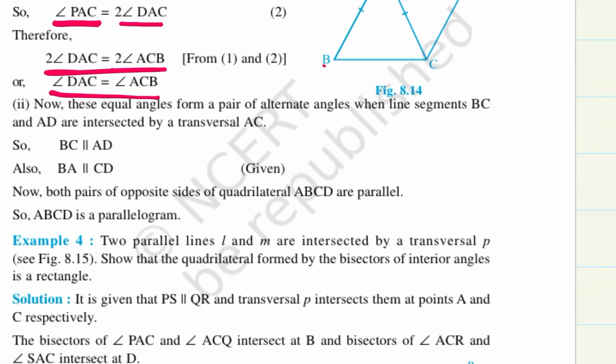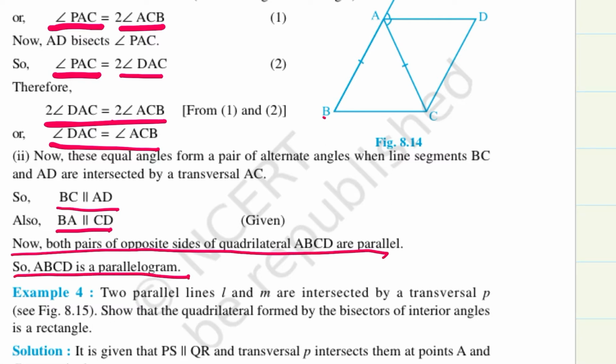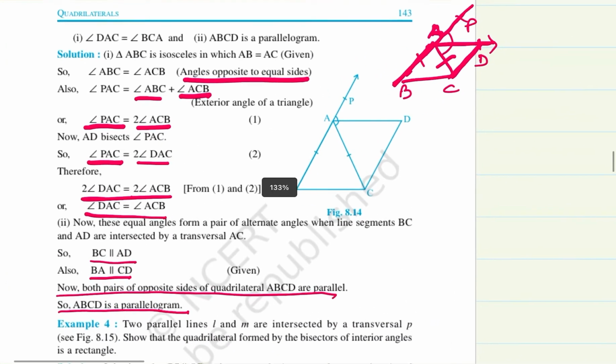Now the second part tells us that these equal angles form a pair of alternate angles when the line segments BC and AD are intersected by a transversal AC. Right? So following the property, we know BC is parallel to AD, therefore AB is parallel to CD. Now both pairs of opposite sides of quadrilateral ABCD are parallel, and therefore according to the property of parallelogram, ABCD is a parallelogram. Isn't that correct?